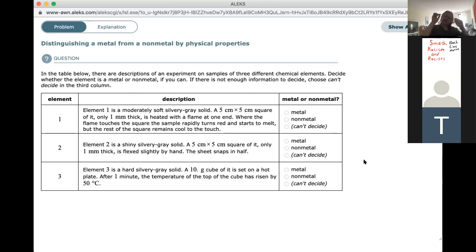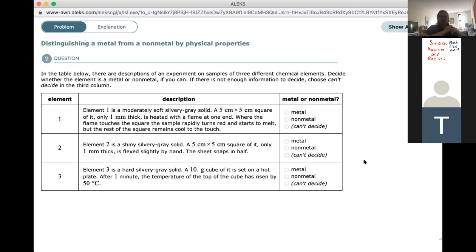Okay, so there's an issue of heating, right? Imagine a pan. If you're heating a pan at one end, the other end will turn hot very quickly because metals conduct heat very, very well. So the fact that it's melting on one end and it's not even hot on the other end tells us it cannot be a metal, right? Metals conduct heat. So the first one looks like it's a nonmetal, just based on heating.